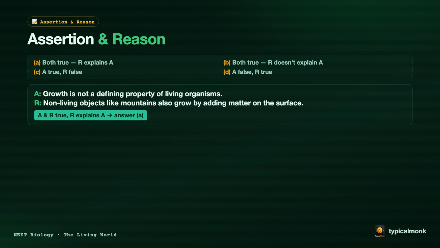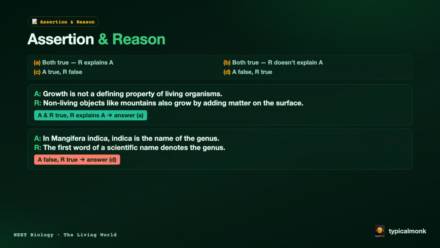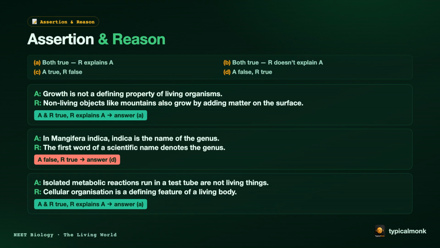The answer is A. Assertion: in Mangifera indica, indica is the name of the genus. Reason: the first word of a scientific name denotes the genus. Here the assertion is false, because indica is the species, while the reason is true. The answer is D.